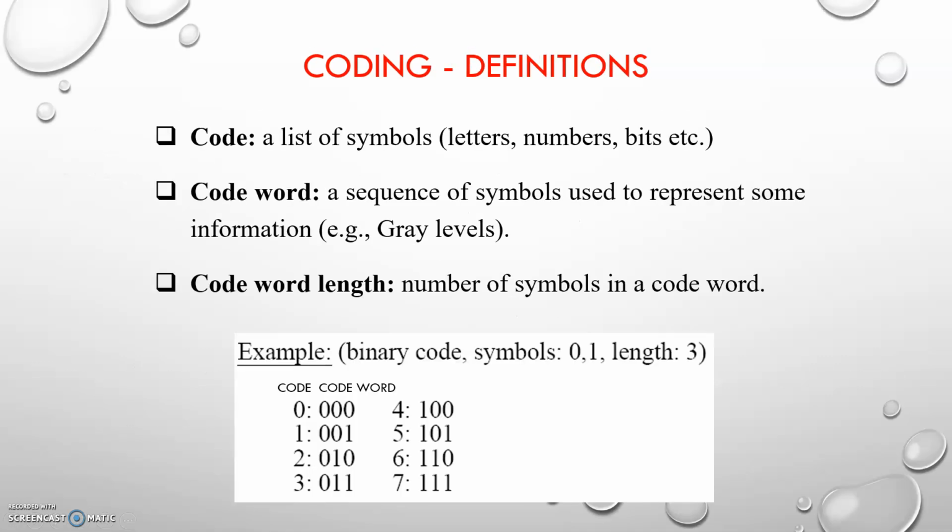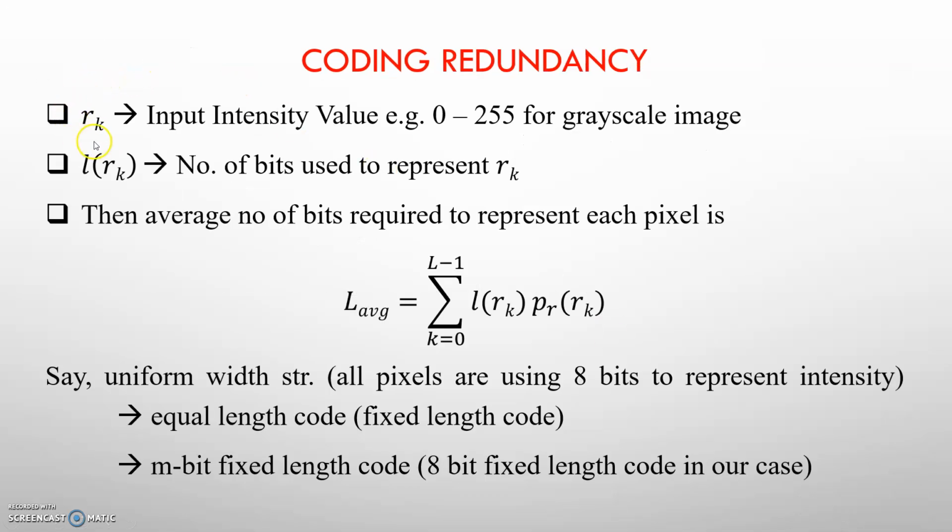Before we do coding redundancy, there are certain terms you need to know about. One is RK. RK here denotes the input intensity values, right? For example, you have any value from 0 to 255. That is how you represent RK. This is a denotation you need to remember. Next is LRK. LRK is nothing but the number of bits used to represent RK. Like as I said, for representing 255, you require 8 bits, right? It's where all 8 bits are 1.